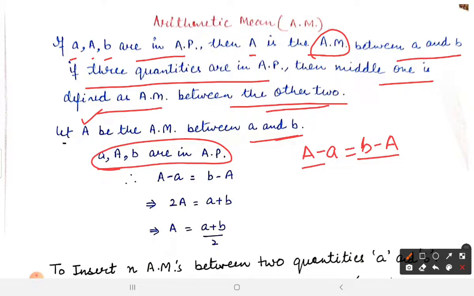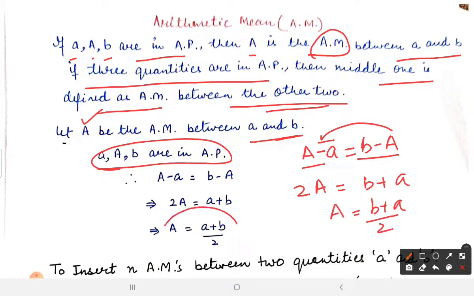So find the value of capital A here. We have 2A is equal to b plus a. So we have the value of A as (b plus a) by 2, or you can say (a plus b) by 2. So A is the arithmetic mean between the two numbers. If A is the arithmetic mean between the two numbers, then the value of A is (a plus b) by 2.